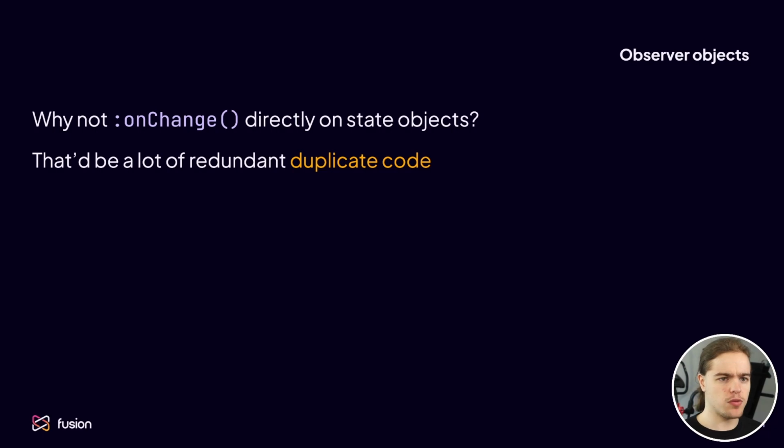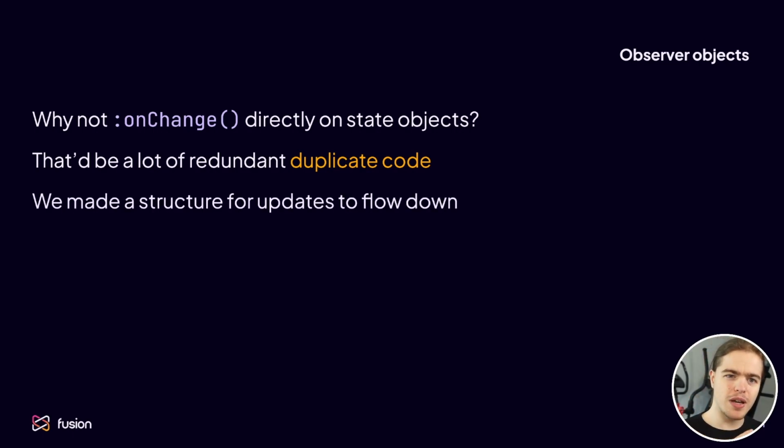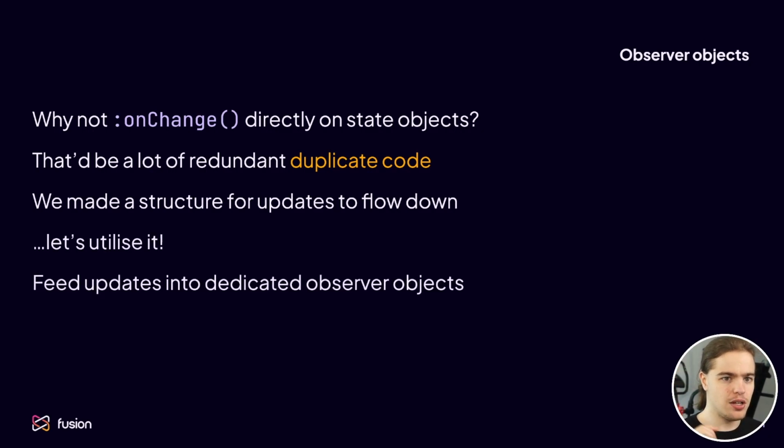Every single state object would have to accept and store callbacks, then run through that list and call them in the exact same way whenever they get updated. But remember, we just made a structure for updates to flow down through. Let's utilize it. We can feed the updates into dedicated observer objects, which can store and invoke the callbacks on our behalf. So we don't have to write our own custom objects to receive updates, and we don't have to repeat the same logic everywhere that we want to listen for updates.